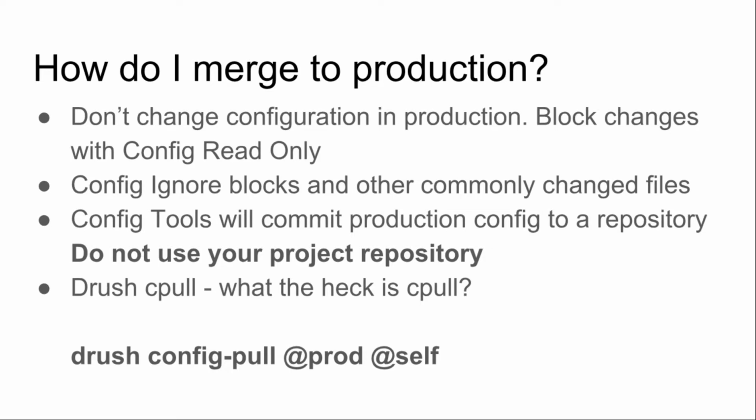So there's another option. There's a module called config ignore. And what config ignore does is it basically just removes certain types of config from the configuration management synchronization process. So one thing that people would commonly ignore is block config, because you know that your content editors are constantly editing blocks and dragging and dropping them. So if you ignore blocks and only blocks, well, you can no longer easily deploy blocks as a programmer, but you'll also not lose any of that block work that the content editors have been doing.